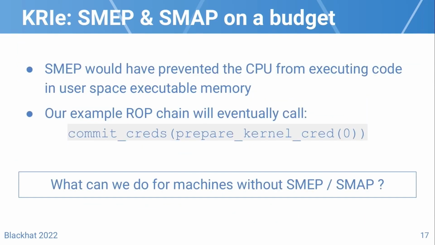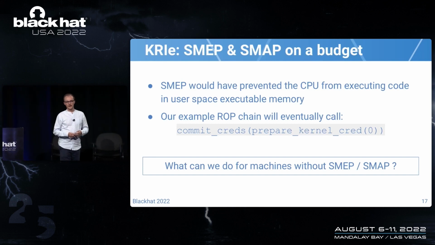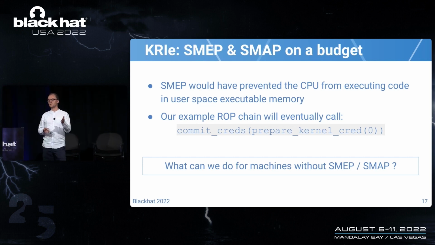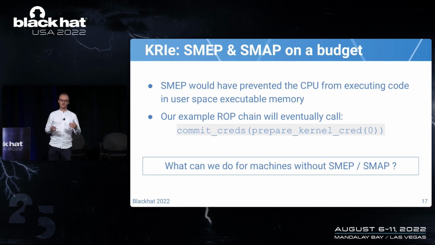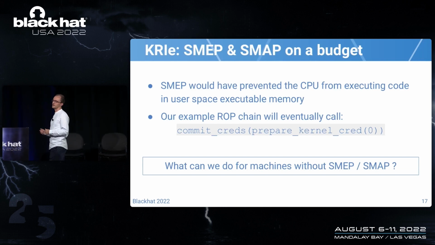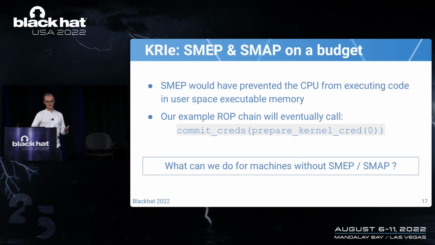All right, but for the sake of this talk, let's say that SMEP and SMAP are disabled. And also, let's say that the ROP chain was eventually updated to call commit_creds of prepare_kernel_cred of 0. So basically, what these two functions do is they upgrade the credentials of the current thread and eventually make the current thread root. Okay, so what can we do for machines without SMEP and without SMAP?